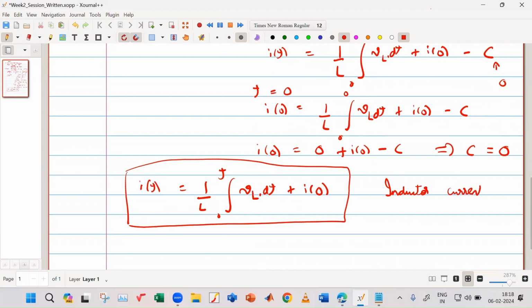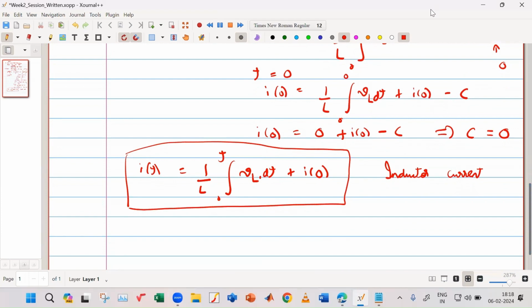Sir, in the mathematical equation, I of 0 is coming. But in practical case, sir, there I of 0 is always 0. So how do you write plus I of 0?